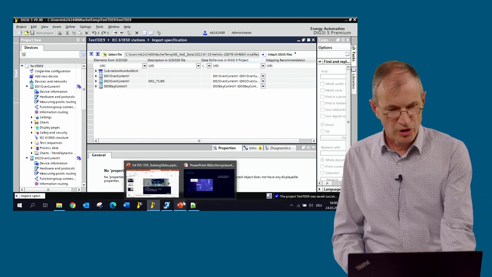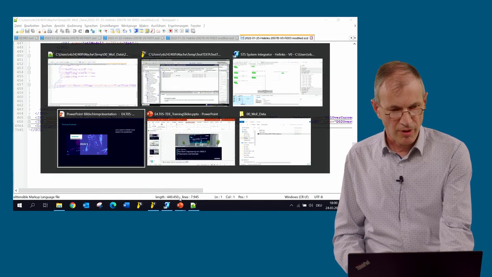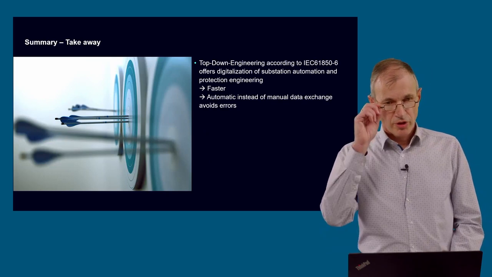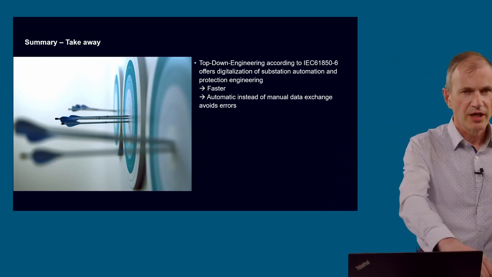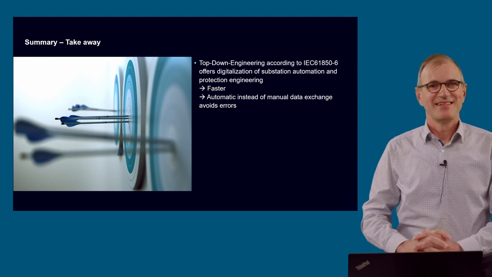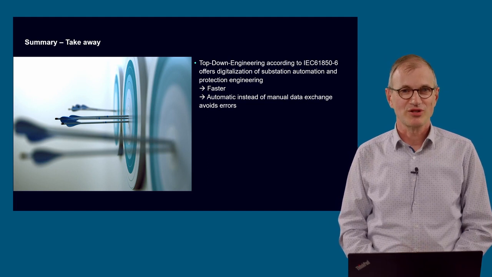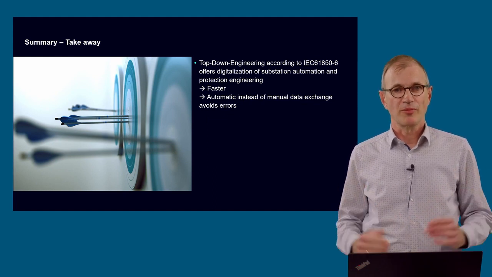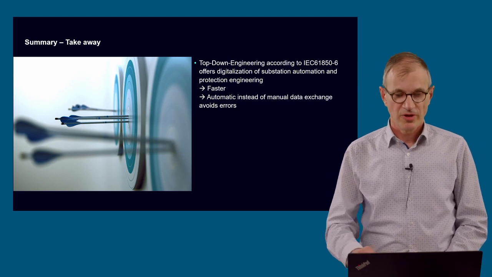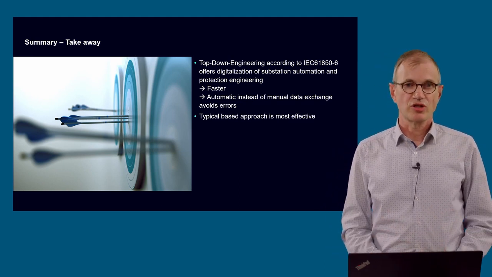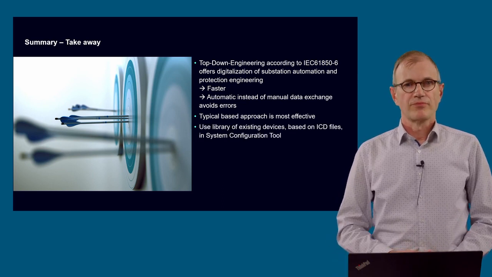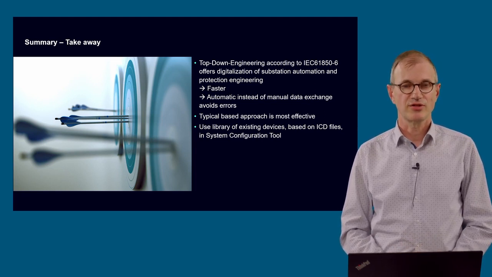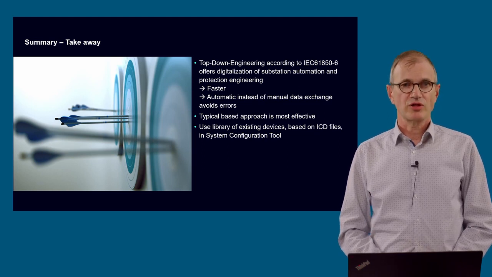I would then come back shortly to my summary in the PowerPoint. Here we are. So, top-down engineering according to 61850-8 offers the digitalization of the substation automation and protection engineering. It is faster. Remember the creation of the devices. It is automatic instead of manual data exchange, so you avoid errors. A typical-based approach is most effective, and I can only recommend using a library of existing devices based on ICD files in the system configuration tool.